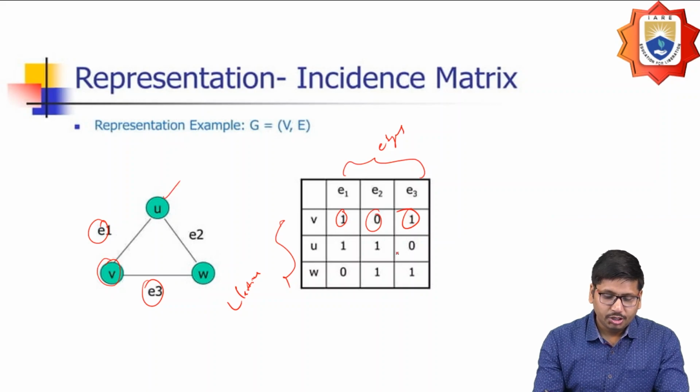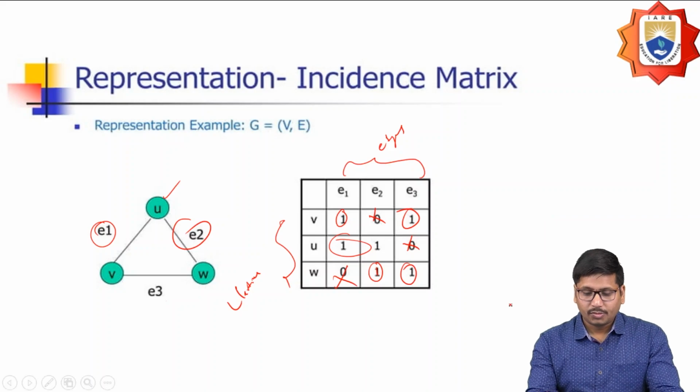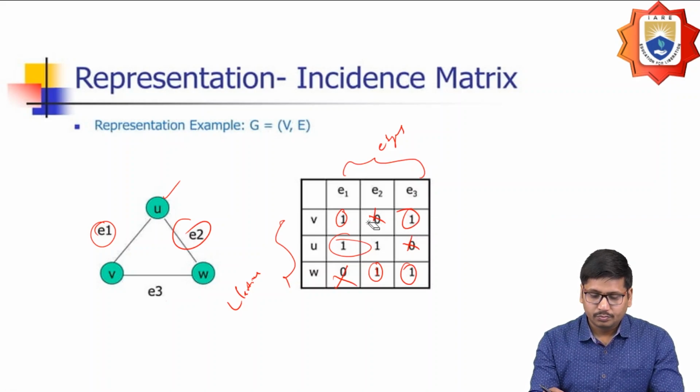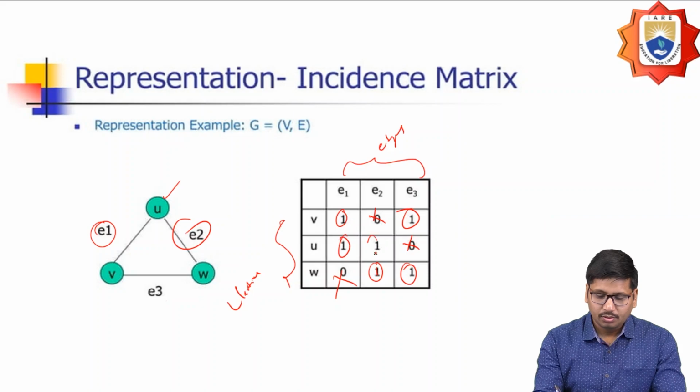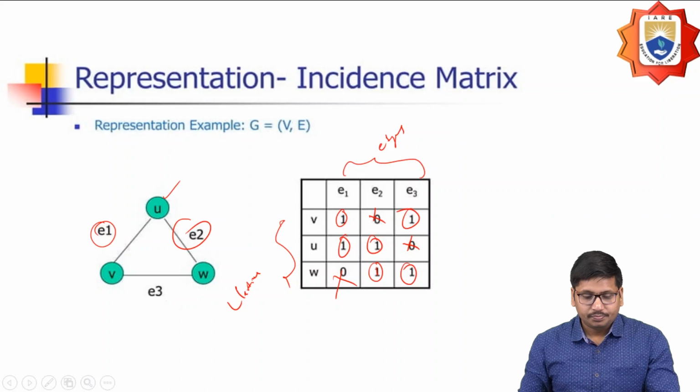Similarly, if I consider U, the edges incident on it are E1 and E2, so I make those 1 and E3 as 0. Next, for vertex W, E2 and E3 are incident, so those should be 1, and E1 should be 0. Like this, the incidence matrix is represented here.